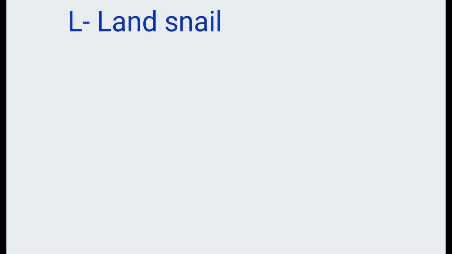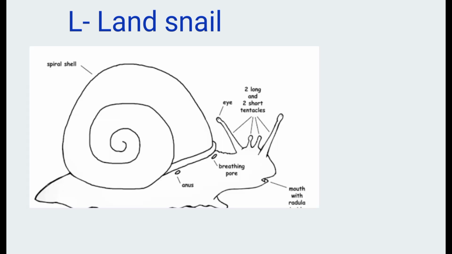Let's talk about specimen L, land snail. Here are some important points you need to know about this specimen. Biological description of land snails. Body structure: soft, slimy body. Shell: calcium carbonate for protection. Foot for locomotion. Antennae for sensing. Feeding: herbivores. Radula, a tooth-like structure for scraping food.